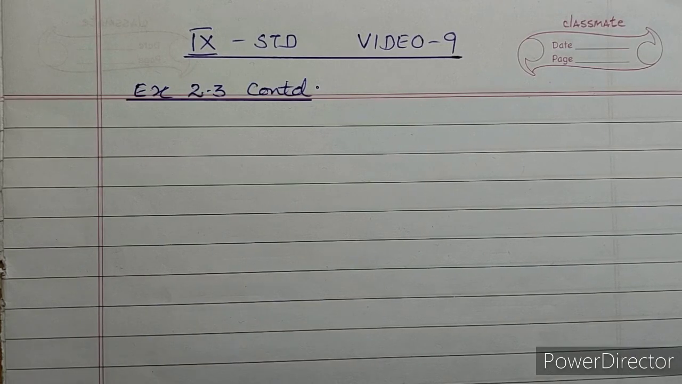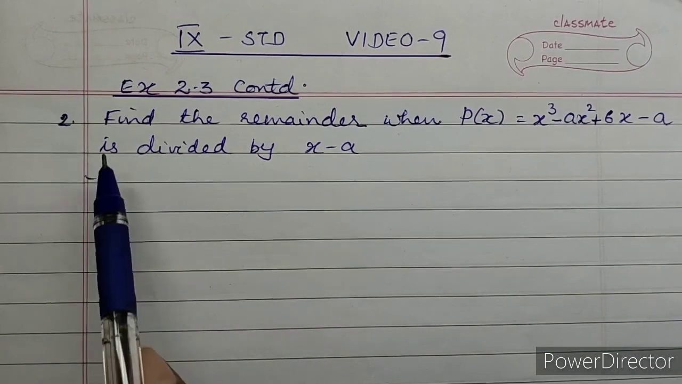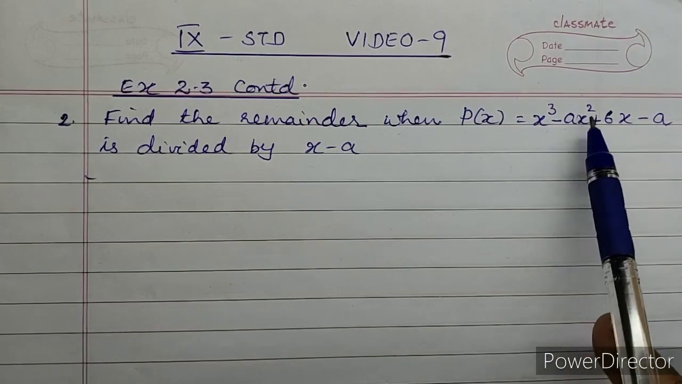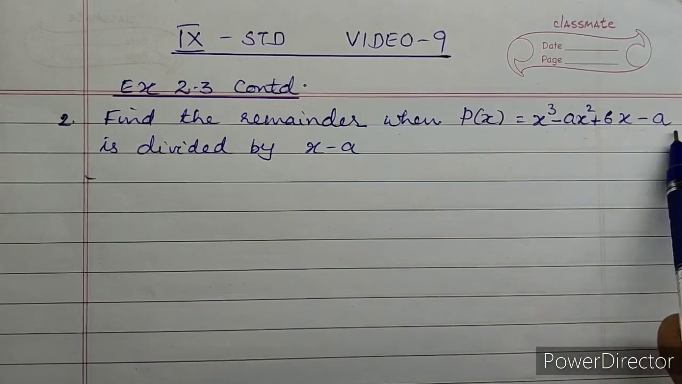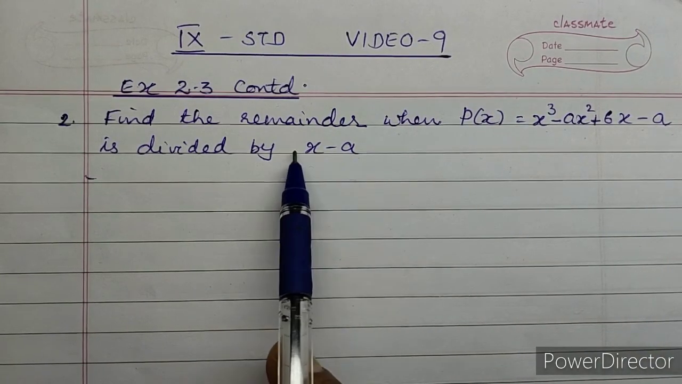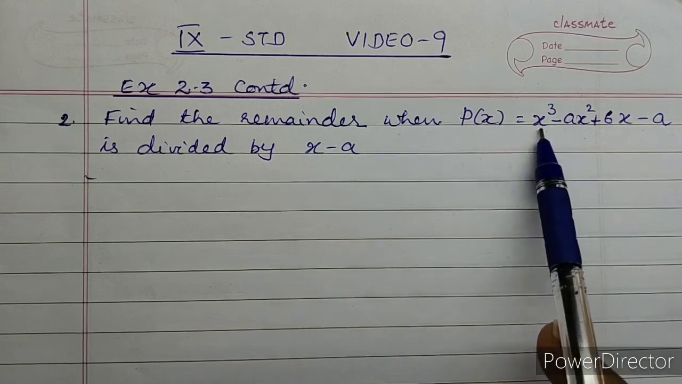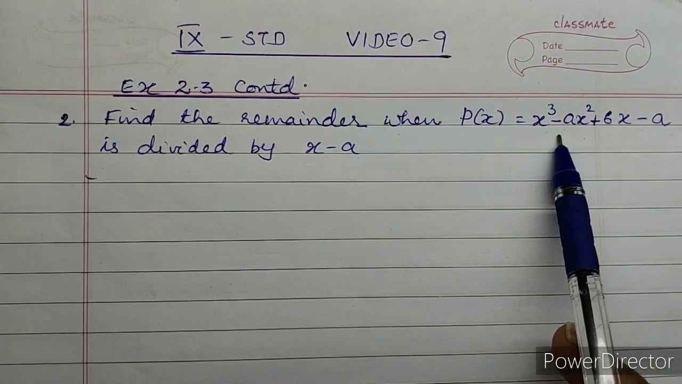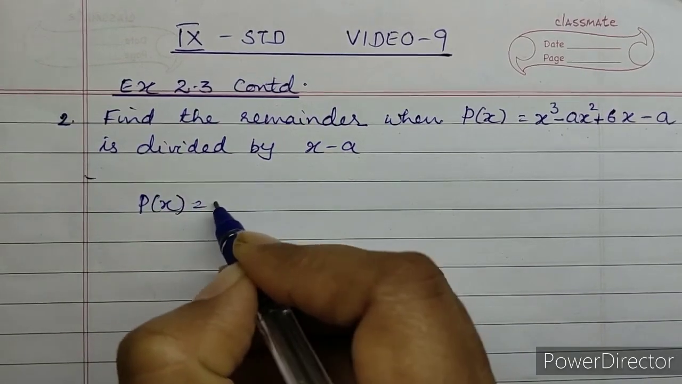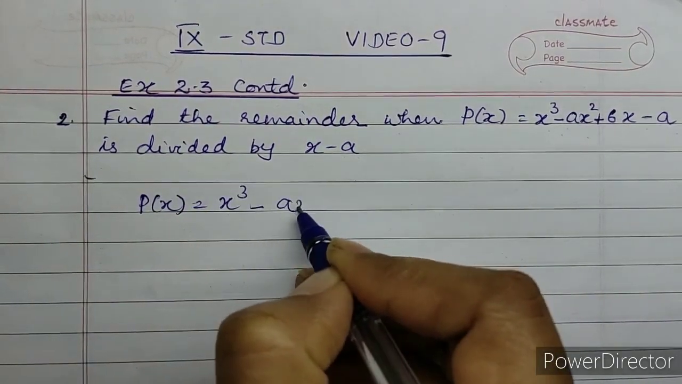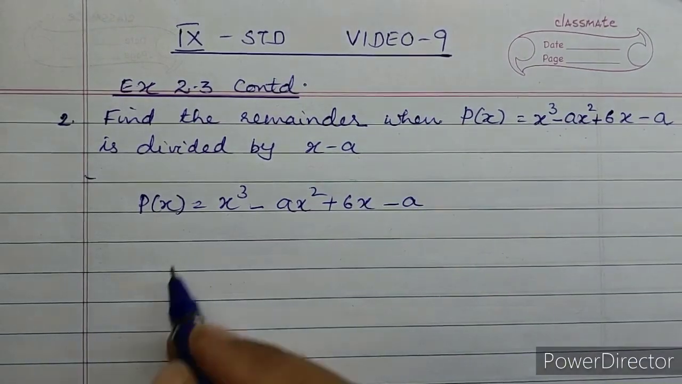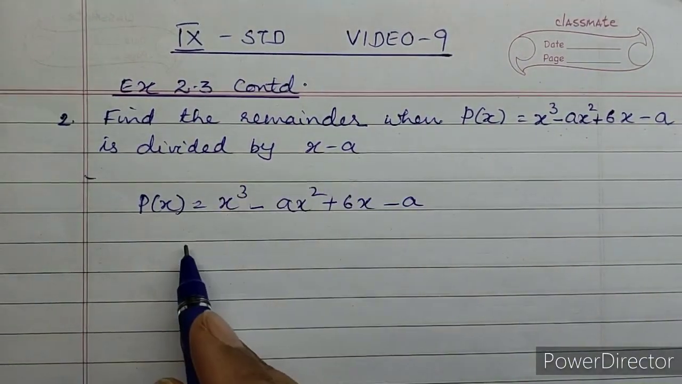So the question is, find the remainder when p of x equals x cube minus ax square plus 6x minus a is divided by x minus a. So this is the divisor, this is the dividend. Now you have to write the question. P of x is equal to x cube minus ax square plus 6x minus a. Now x minus a is the divisor.